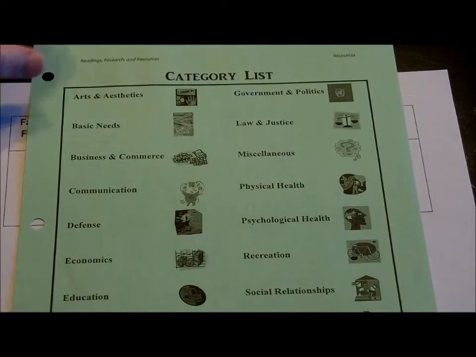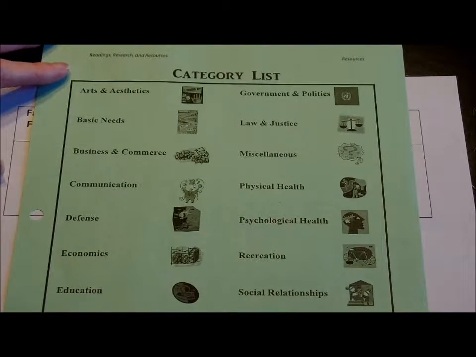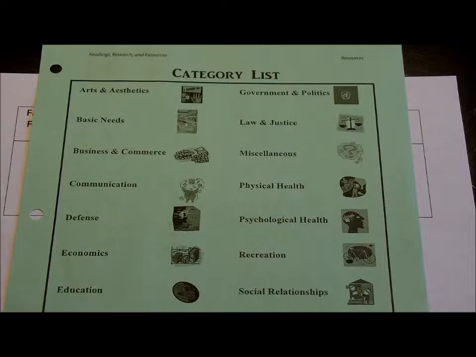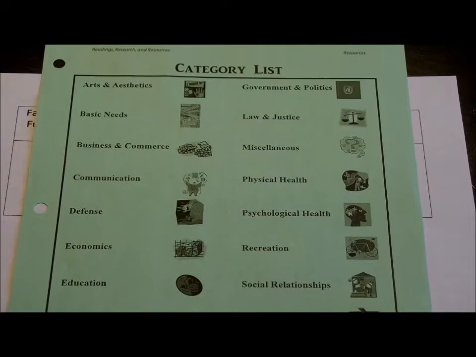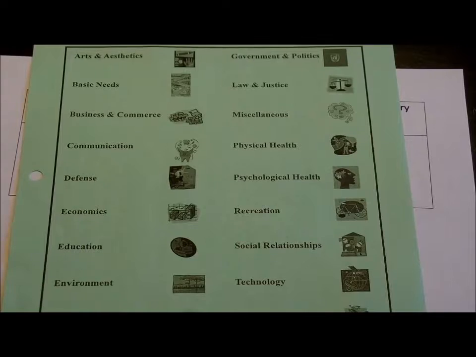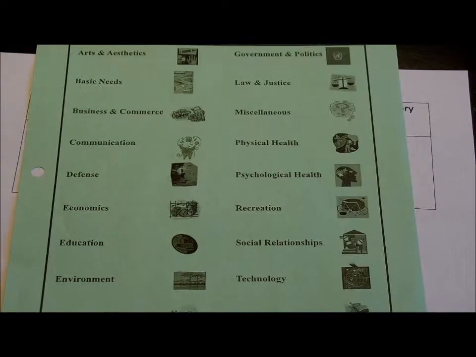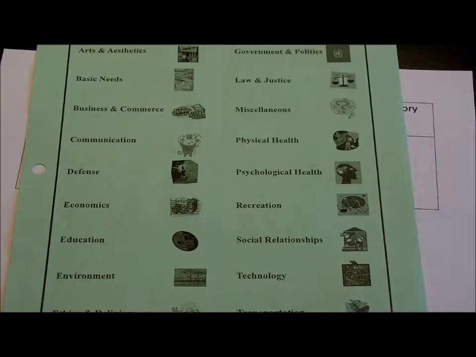Here are categories lists. We have 18 different categories, and students need to try to be as creative as possible in determining: is their challenge going to be a communication issue? Is the challenge going to lead to an economic issue, a recreation issue? Perhaps it'll be a social relationship issue.